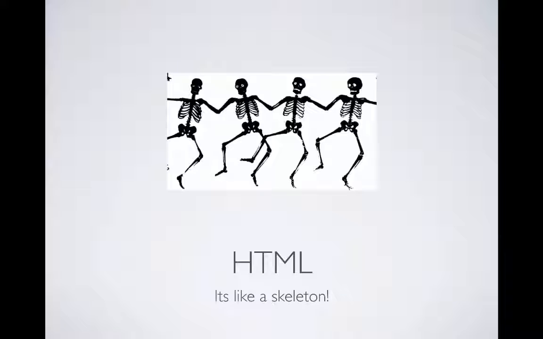Okay, let's begin. HTML. It stands for Hypertext Markup Language. What it stands for doesn't matter. The concept behind HTML is that it's like a skeleton. It helps to give your website structure and allows it to stay organized.